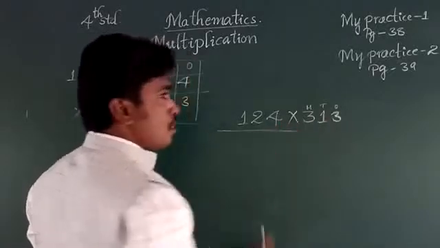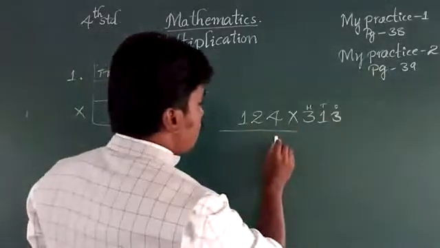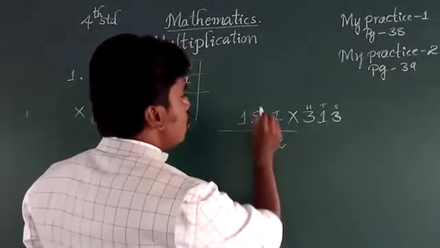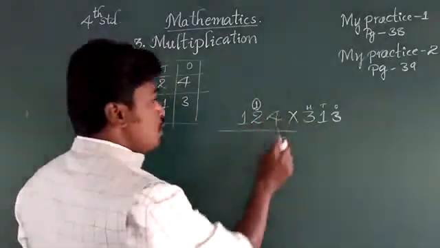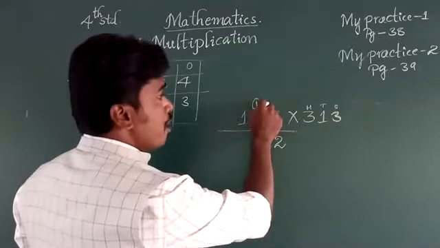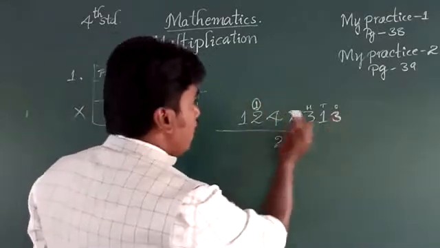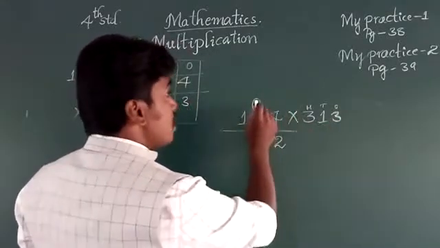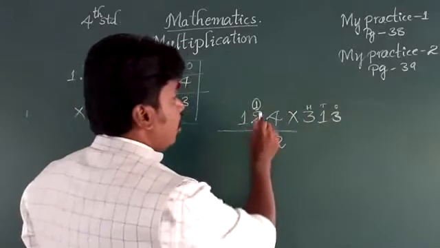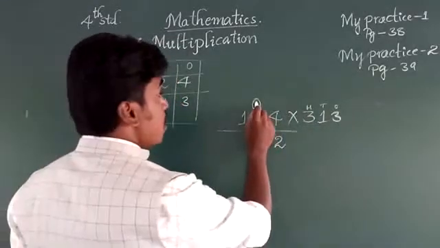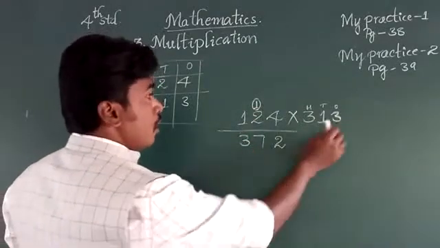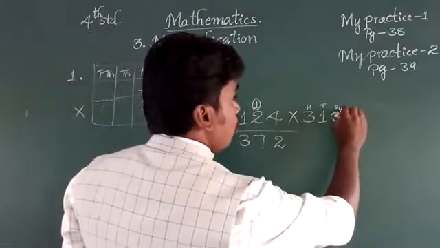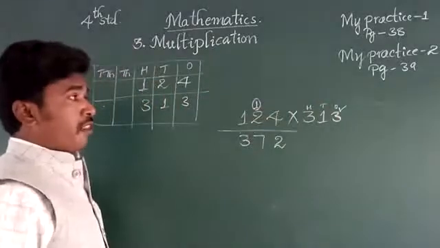So 3 fours, it is 12. Write 2 here, 1 carry. Give carry. So it is 12, 2 here, 1 should write it here. Again 3 twos, 3 2 6, 6 plus 1, 7. Don't forget to add this carry term. Again 3 ones, 3. So dear children, now the multiplication of ones place is completed.